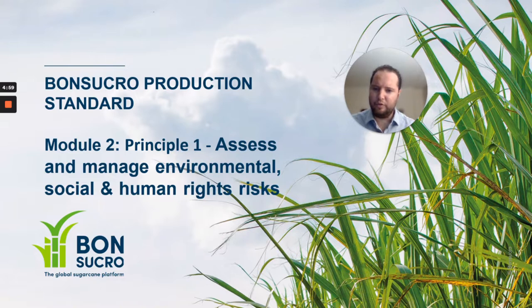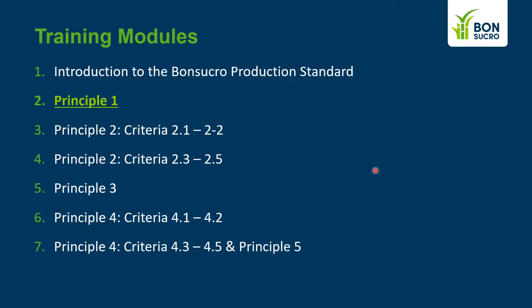Welcome to the second module of this Bonsucro Production Standard training. Principle 1, assess and manage environmental, social and human rights risks. So this is the second module of 7 modules. The first is the introduction on the Bonsucro Production Standard and the other ones are on the principles of the Bonsucro Production Standard.